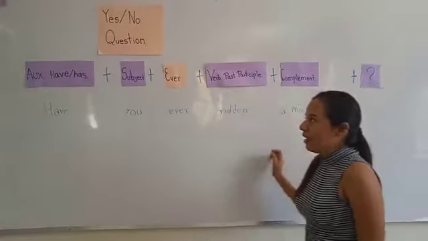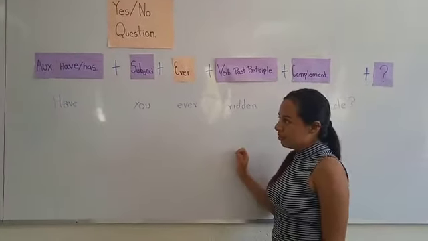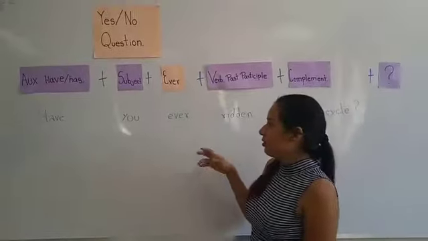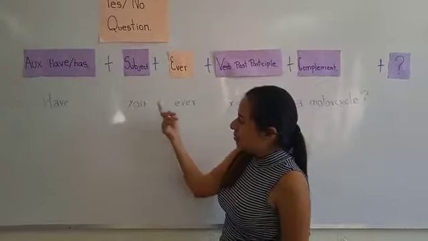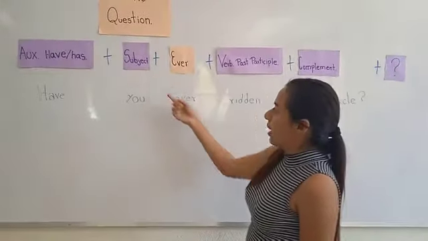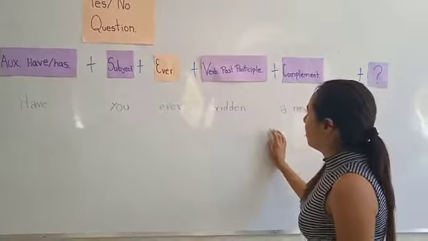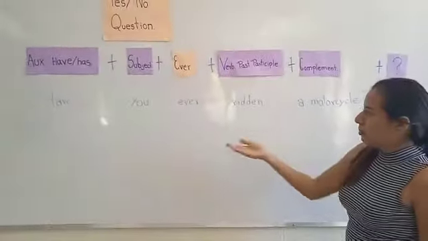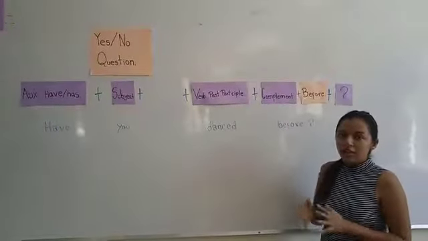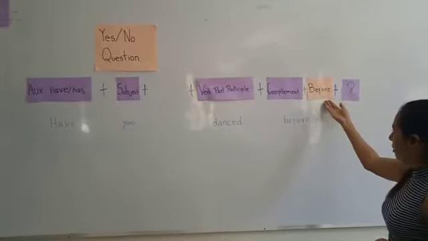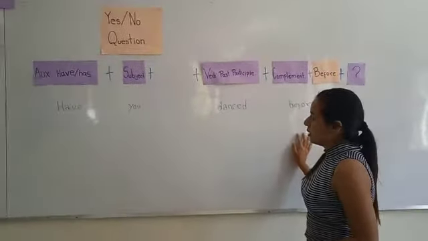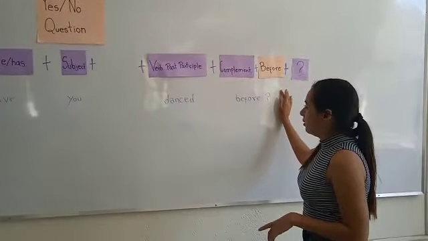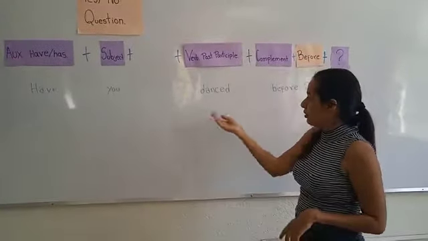Now I'm going to talk about the present perfect with yes/no questions, with ever, before, already, and yet. The structure for ever is auxiliary have or has in third person, plus subject, plus ever, plus verb in past participle, plus complement, plus question mark. For example: have you ever ridden a motorcycle? Now we have the adverb before. The structure is the same, but in this case, the adverb before goes at the end. For example: have you danced before?